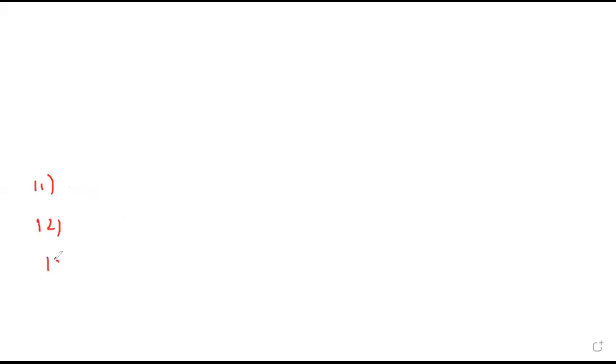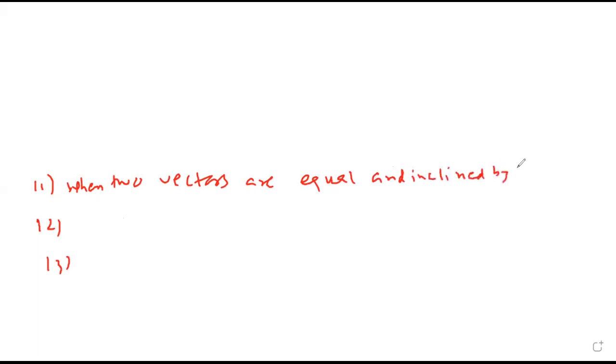Write three special cases. When two vectors are equal and inclined by 60 degree, then resultant is √3 times given vector.